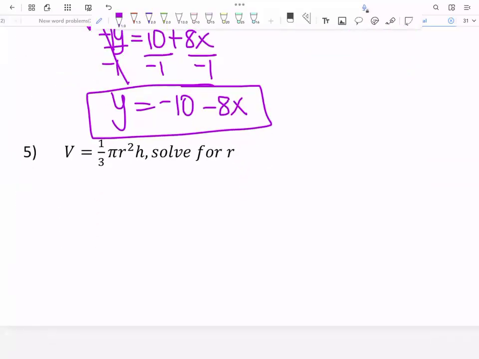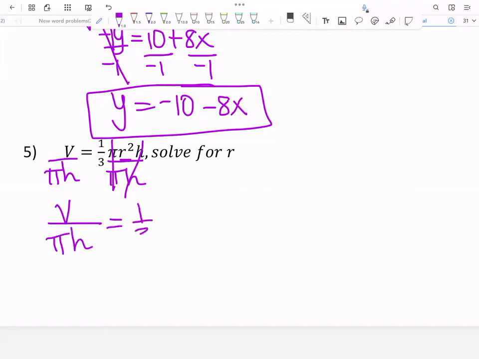Right, and number 5, we're solving for r. All right, so we have 1/3 times pi times r squared times h. There's a lot of multiplication in here, so let's get rid of some of that first. We're going to ignore the fraction for a minute. We'll deal with that in a second. This is pi times r squared times h. So to get rid of times, we're going to divide by pi and h.